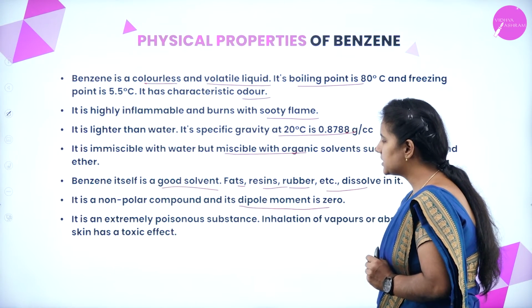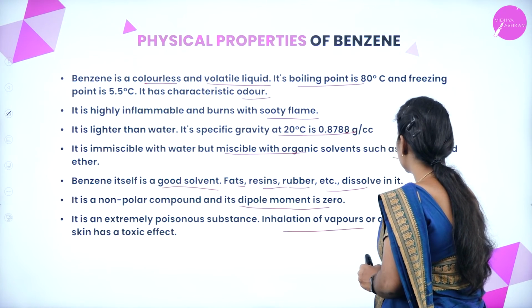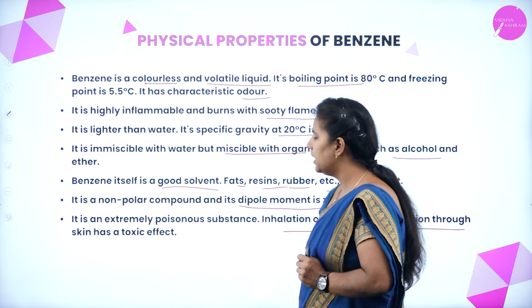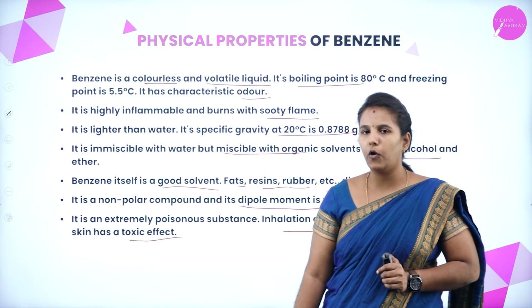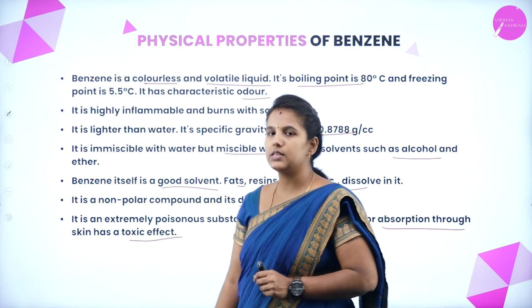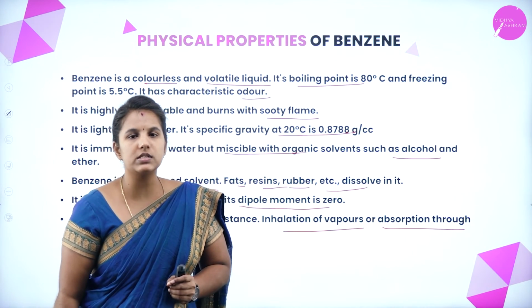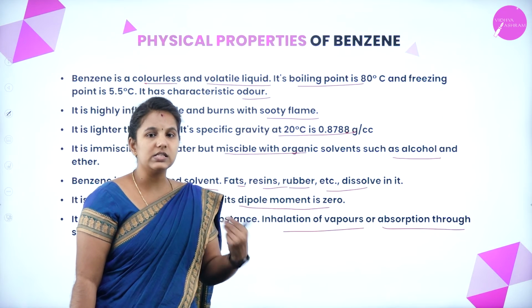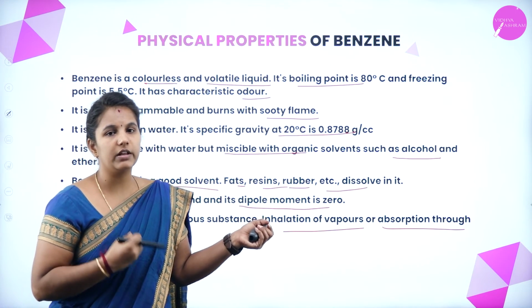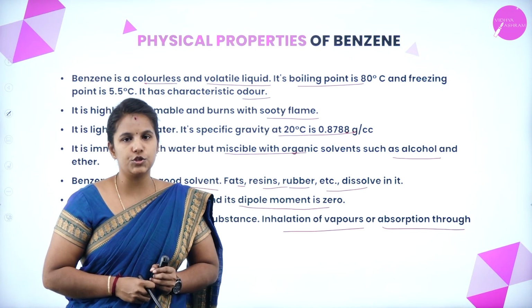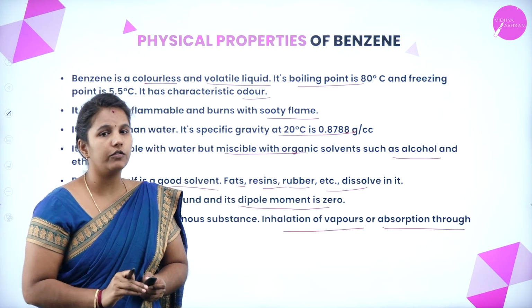And it is an extremely poisonous substance, and inhalation of vapors or absorption through the skin has a toxic effect. This is very, very important. When we are dealing with benzene, we must be very careful because it's a very poisonous substance. It can easily be absorbed through the skin. When we inhale the vapors, it will cause serious health issues. So this is all about the physical properties of benzene.